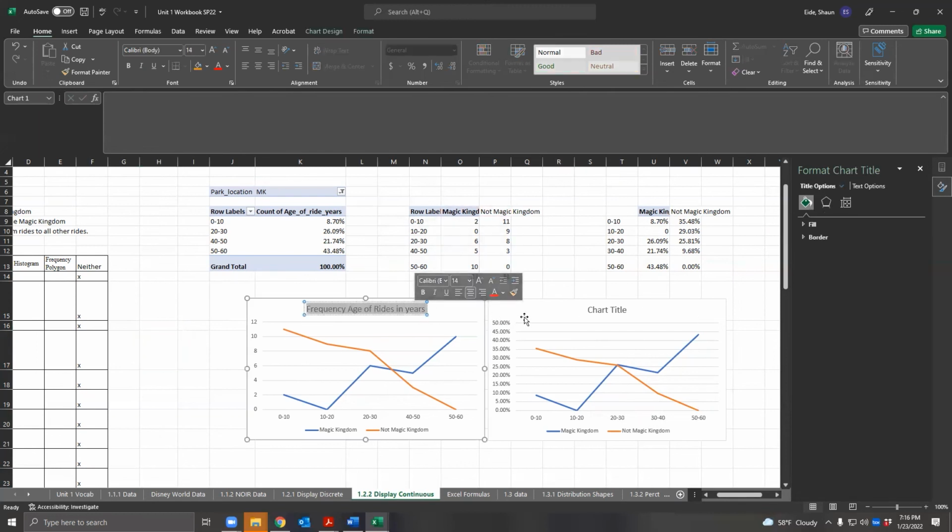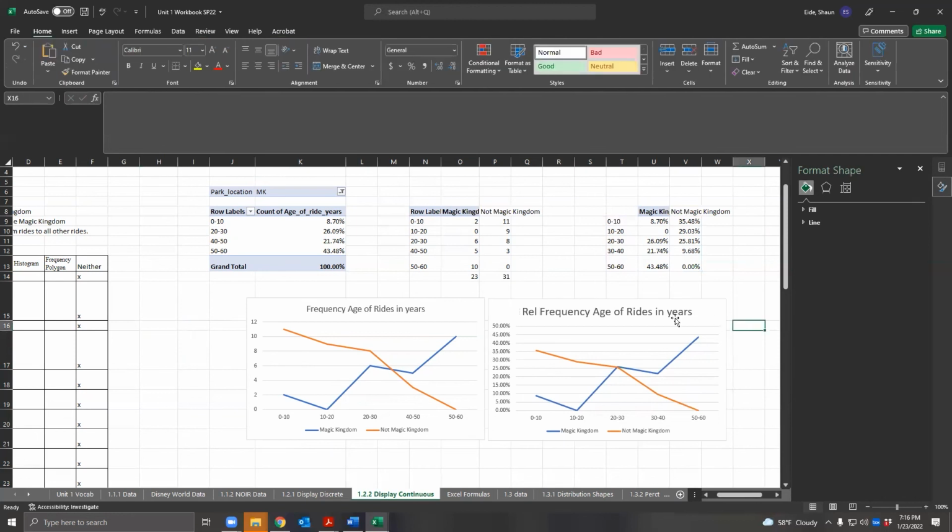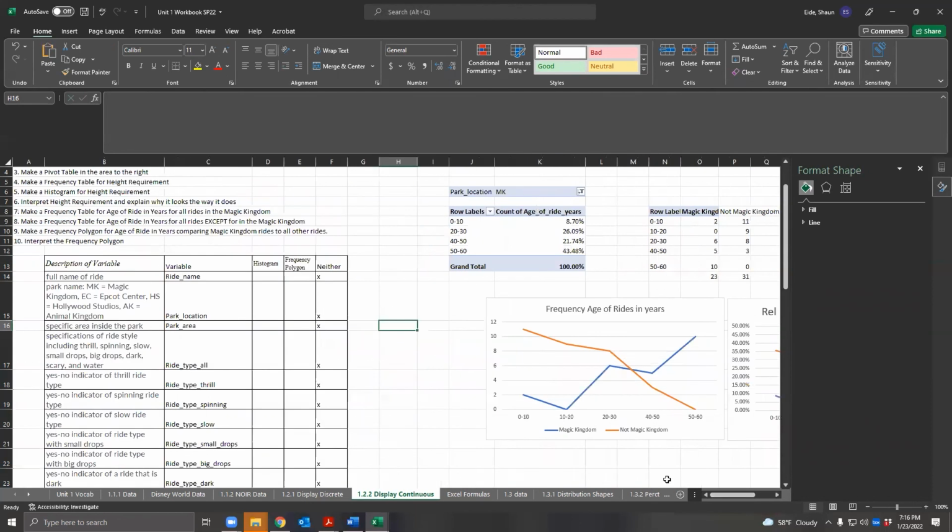Relative frequency of, okay. And so you can see, okay, 0 to 10 for Magic Kingdom, there are 2 rides, there are 11 rides for non-Magic Kingdom, so on and so forth. And then right here, it's 9% as compared to 36% are 0 to 10. And then 10 to 20, the 0% as compared to 29%, so on and so forth. So that's how you would do that portion for the Excel, and that's pretty much it.